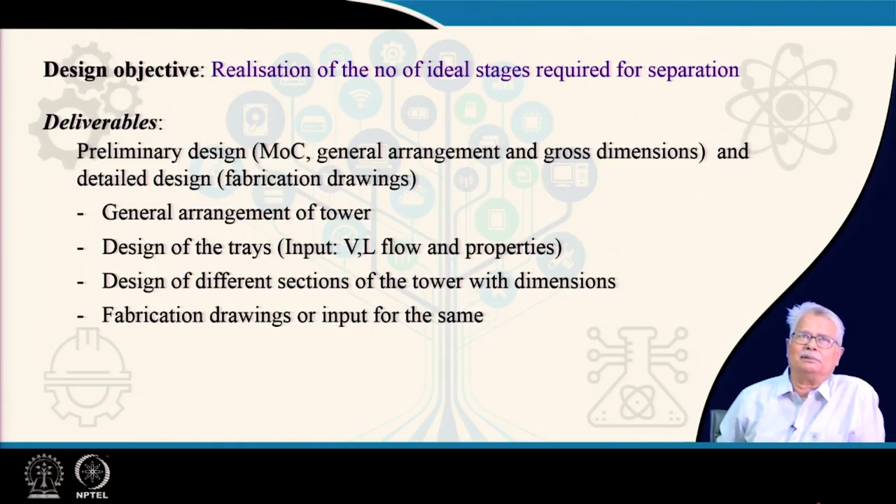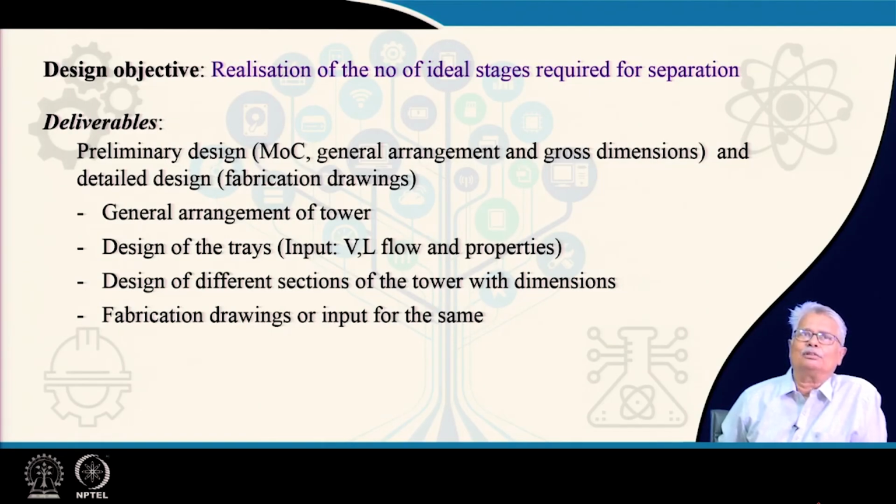If you look at the deliverables, the primary deliverable is the preliminary design, which will consist of MOC, the material of construction, general arrangement and gross dimensions, and there has to be finally a detailed design which will lead to the fabrication drawings or input for those. If we talk about the general arrangement of tower, it will contain quite a few things. For example, the basic dimensions, the diameter, height, location of trays, elevation of different nozzles and such, and orientation of nozzles and things like that.